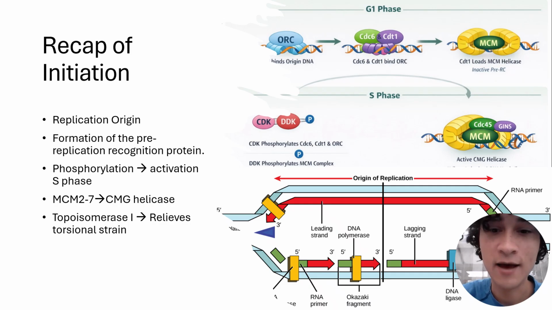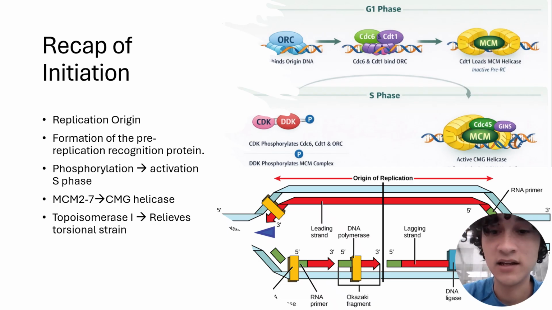So I'm just going to recap the initiation process that we just spoke about, just to reinforce these concepts. We start off in the G1 phase of our cell cycle, and that's when we assemble the inactive form of our pre-replication recognition protein. That's a multi-protein complex made up of several constituents. The first constituent is the ORC, or the origin recognition complex, and that recognizes the replication origin sites on the DNA double helix.